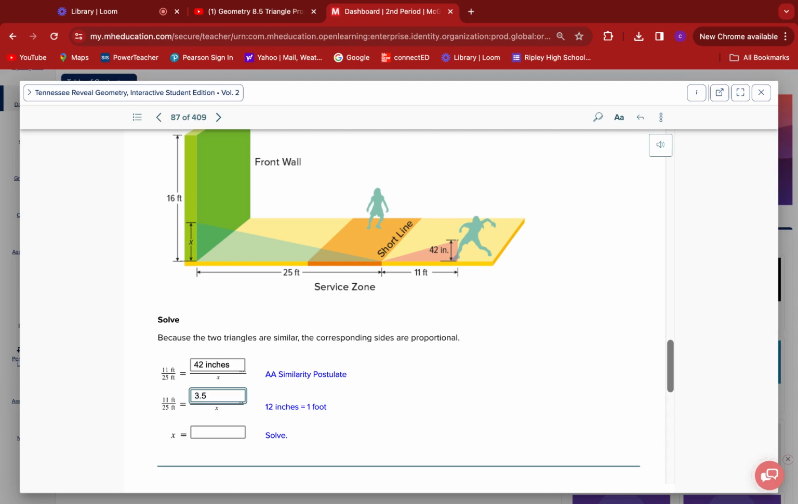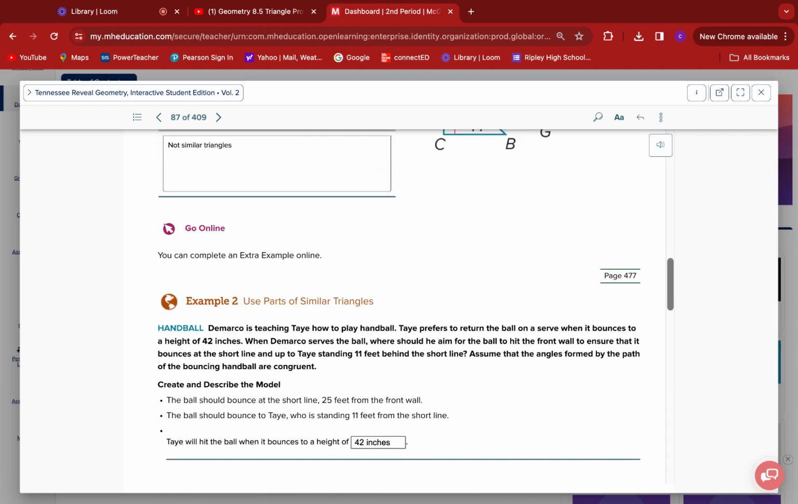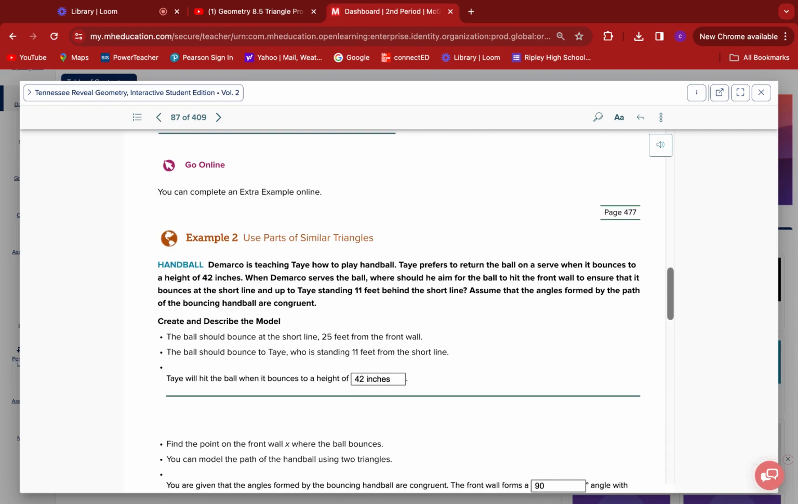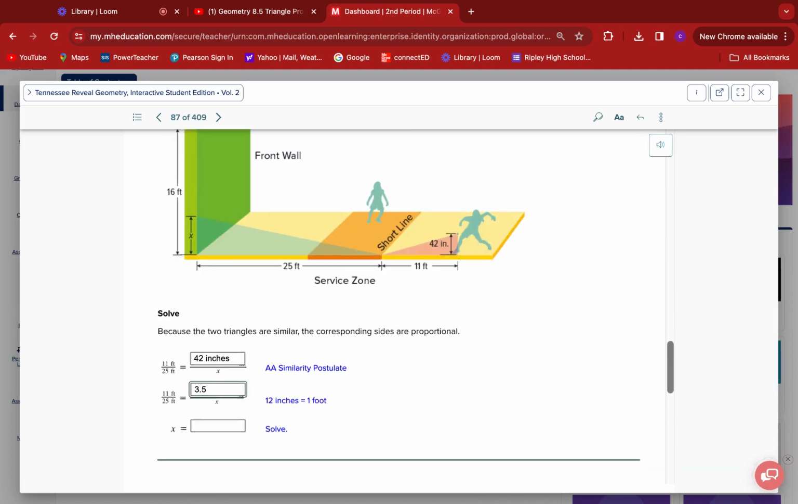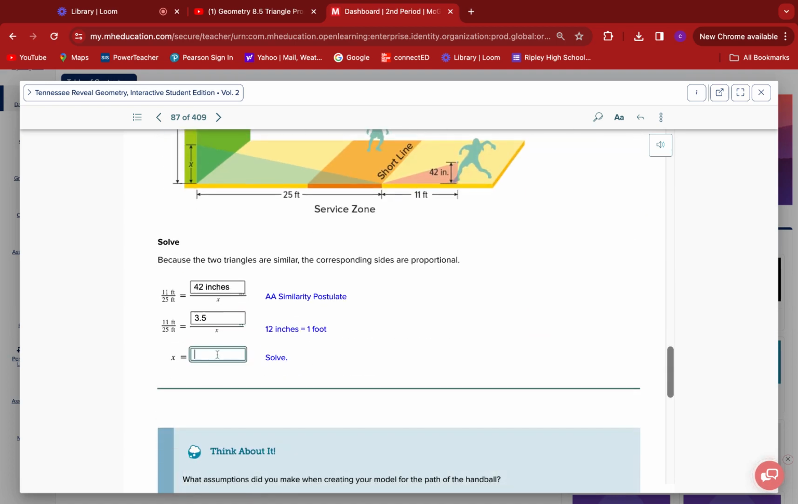Now I'm ready to cross multiply. So 11 times x is 11x. 25 times 3.5 is 87.5. The opposite is to divide by the 11. What do they want me to round to? It doesn't say. I don't see where it says. Okay, so I'm going to round to 7.95. I guess that's just going to have to be good enough.